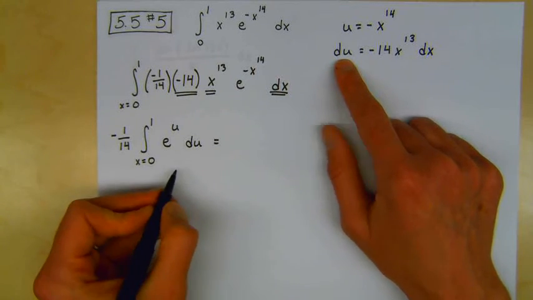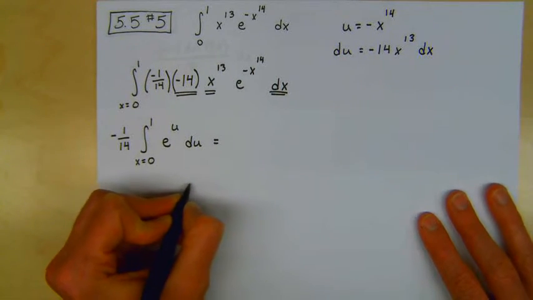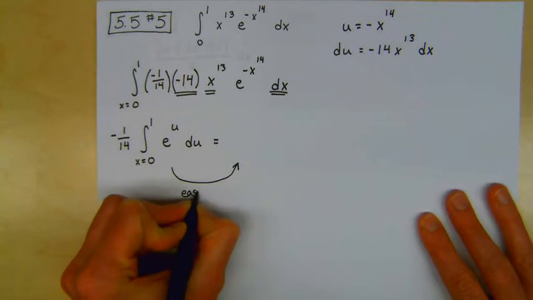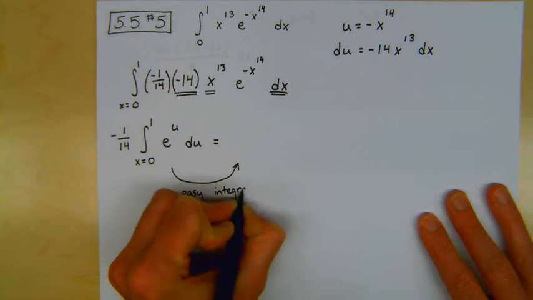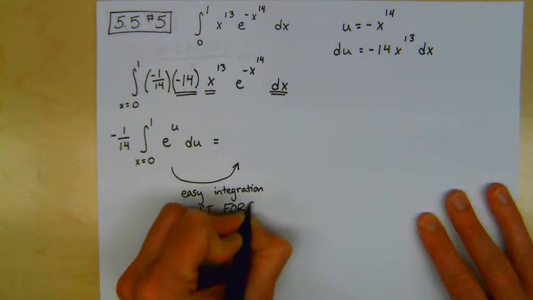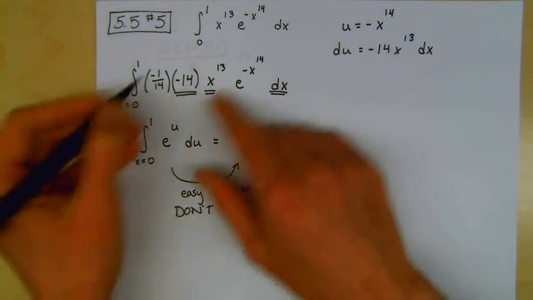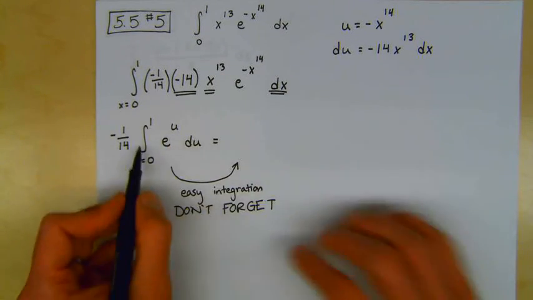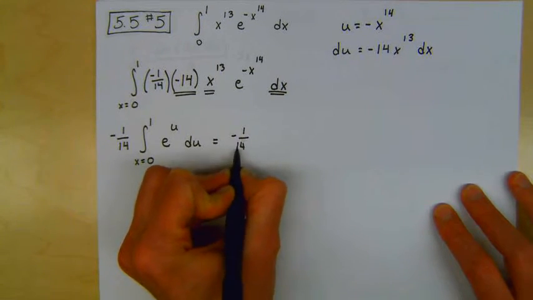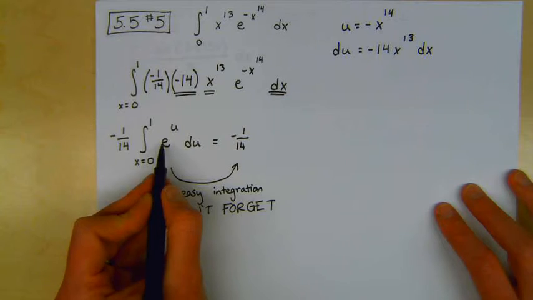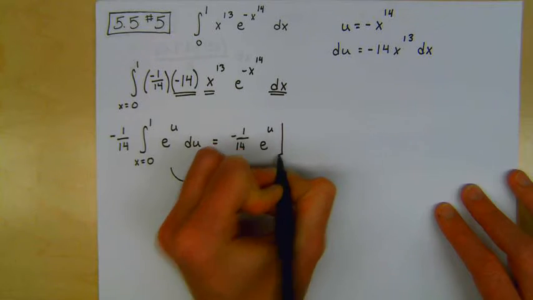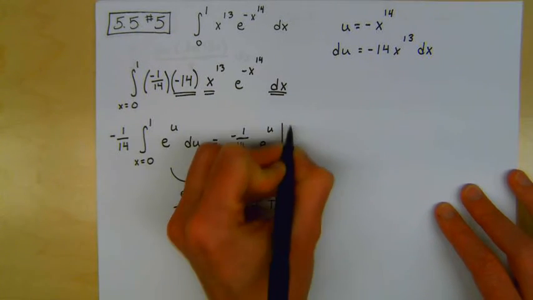I think this is a step that people commonly forget when doing u substitutions. The whole point of doing this is to make easy integration. And by that I mean don't forget to integrate. Because sometimes we go through all of this process of plugging in these u's and then people don't actually take the step of integration. So the constant goes along for the ride. That's one of our rules of constant multiples for integration. The integral of e to the u in this case is just e to the u, and I'm going to evaluate it as x goes from 0 to 1.